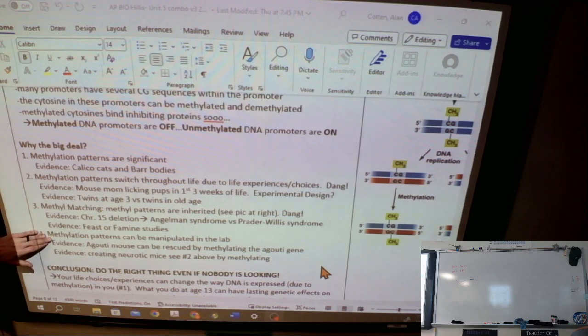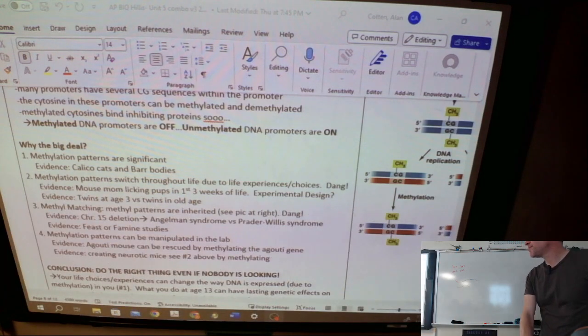So number 4 is more solid evidence. If I'm a student and I'm not sure if I believe you or not, Cotton, after number 4, it's going to be tough to not believe me. The feast and famine, if I told you that story, you'd be like, yeah, I don't know. So number 4, methylation patterns can be manipulated in a lab.